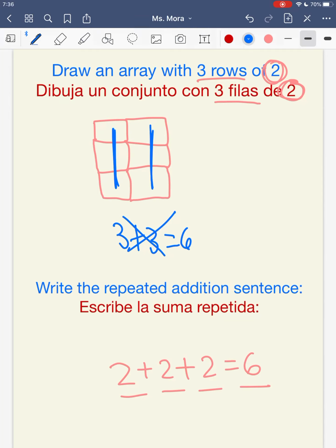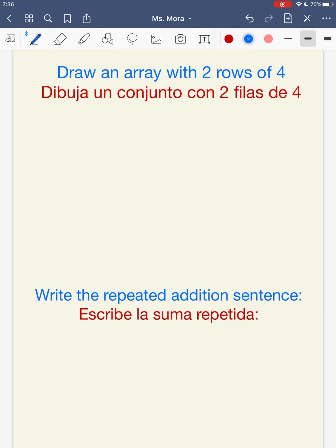So, a lo mejor piensas tú que la suma repetida es 3 más 3 es igual a 6, pero eso se refiere al número dentro de las columnas. Y aquí no estamos hablando de columnas, estamos hablando de filas. Así es que esta no es la suma repetida correcta. La correcta es 2 más 2 más 2 es igual a 6. Okay, guys? So, next problem.